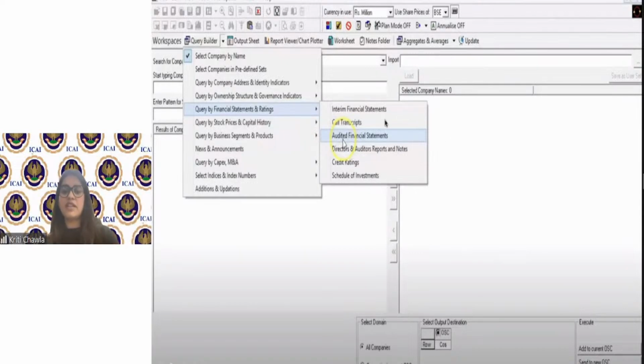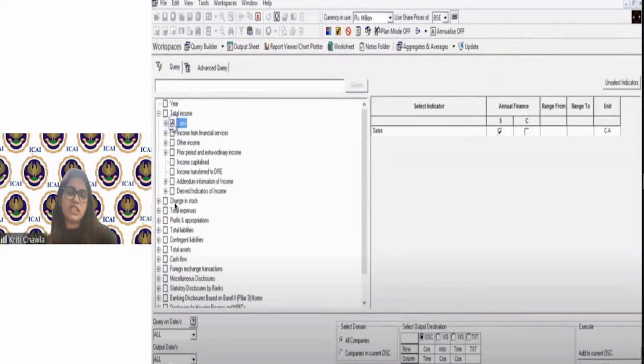So I'll get all the information. So I say audited financial statements. After I do that, it's going to give me the option of how I want to calculate operating margin. Well, I'll say I need sales. I need other income. I need total expenses. I need total assets. I need foreign exchange transactions. Whatever you need to calculate that particular profit margin, you're going to say that.